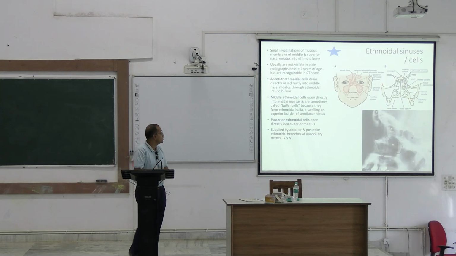Now, by any chance, if you have an ethmoidal air cell infection and you are not treating it properly, what can happen? It can breach through the thin medial plate of the orbit and bring the infection to the orbit itself and affect this particular optic nerve as well as the meninges.